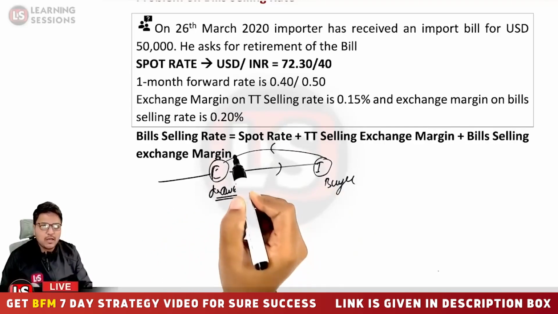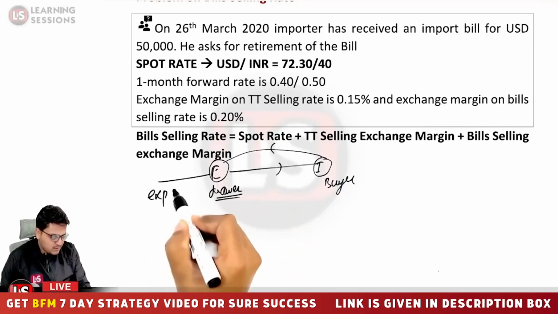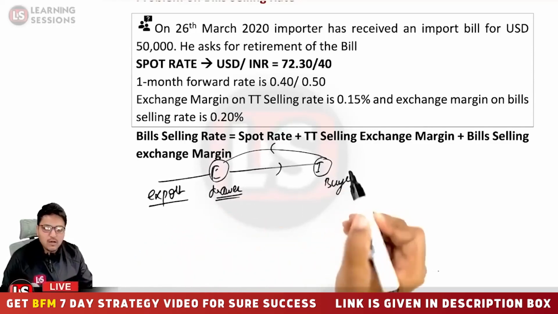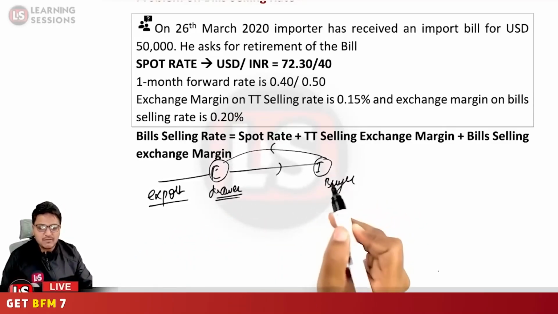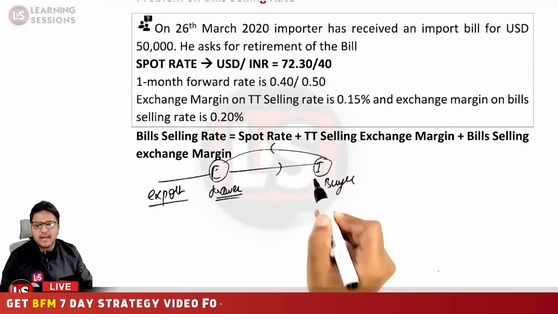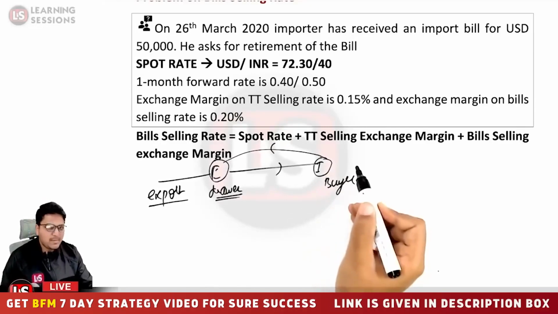That we basically concluded was an export bill. Now I, the importer, has the obligation, the liability, to pay back that particular bill.